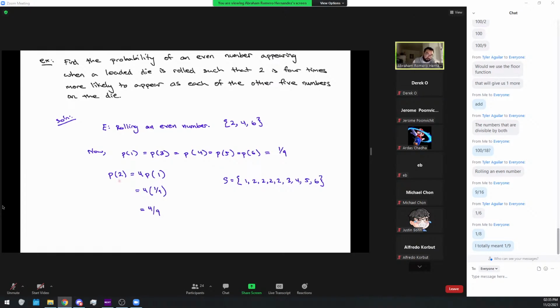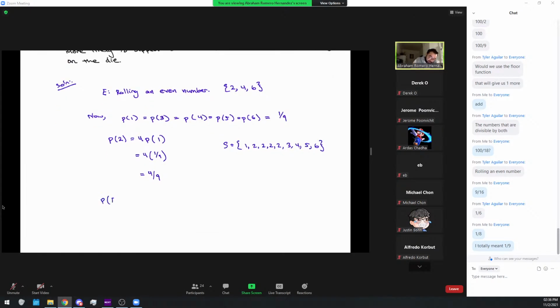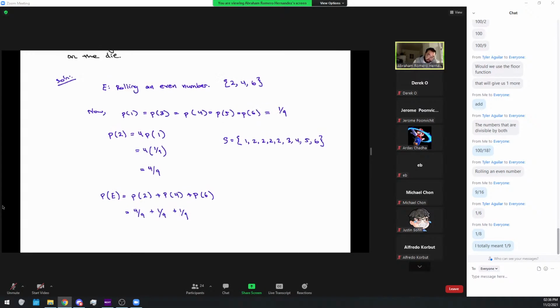So the probability of 2 showing up is 4 times either one of those numbers, which is 4/9. But we want the probability of an even number appearing, and the even numbers are 2, 4, 6. So the probability of this event is the probability of 2 plus the probability of 4 plus the probability of 6, which are my even numbers. So that's 4/9 plus 1/9 plus 1/9. That is simply 6/9, which is 2/3. Yes, 2/3.